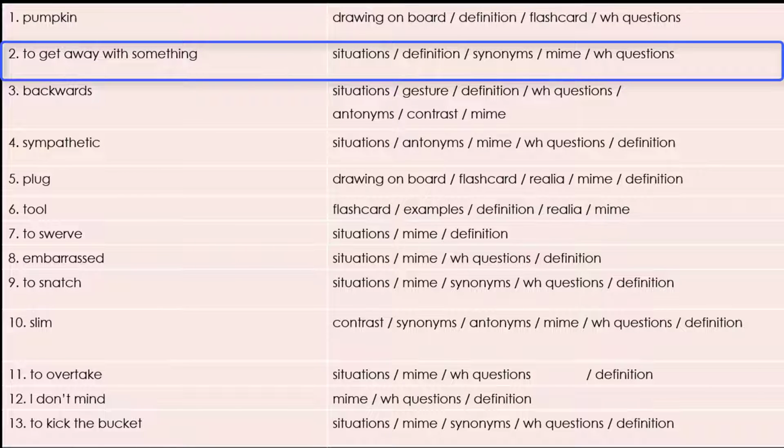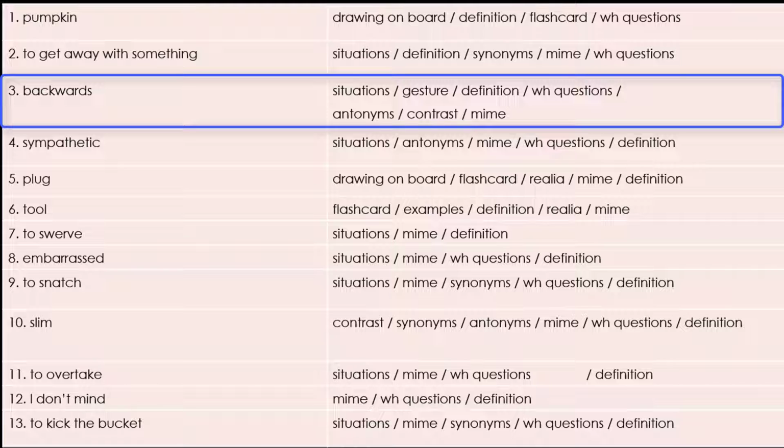To get away with something, think of a situation in which people can get away with something and perhaps describe that. You can look at a definition of getting away with something, which is, for example, do something and not get caught. You can look at synonyms. A synonym might be something like escape. You could mime it. So you could pretend to go over and steal something and run away and not get caught and go, yeah, I got away with it. You could, of course, ask the WH questions that we've identified already.